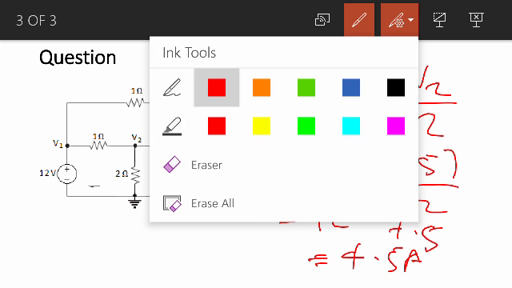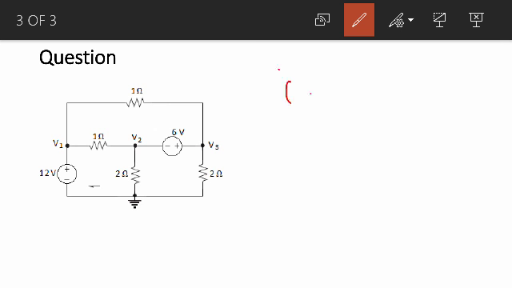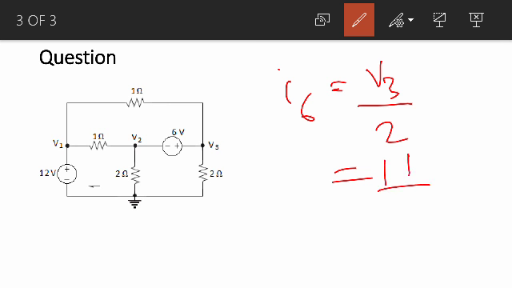Now let's see our I6. Our I6, remember, is equal to V3 over 2. Our V3, which we just got, is 11. Divided by 2, that gives us 5.5 amperes.